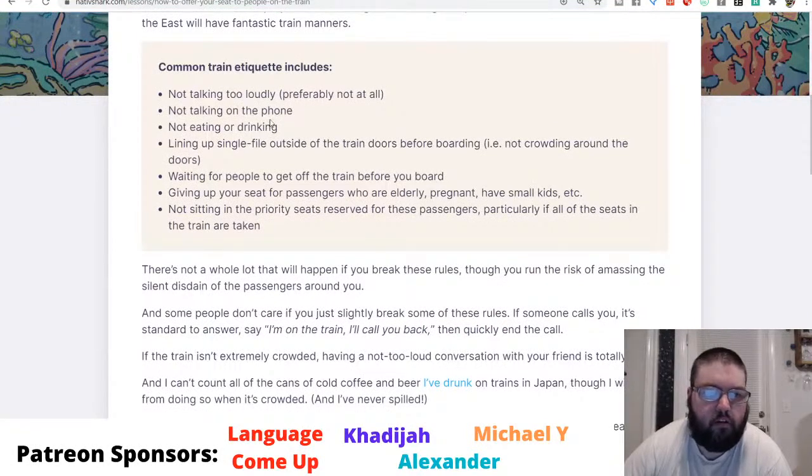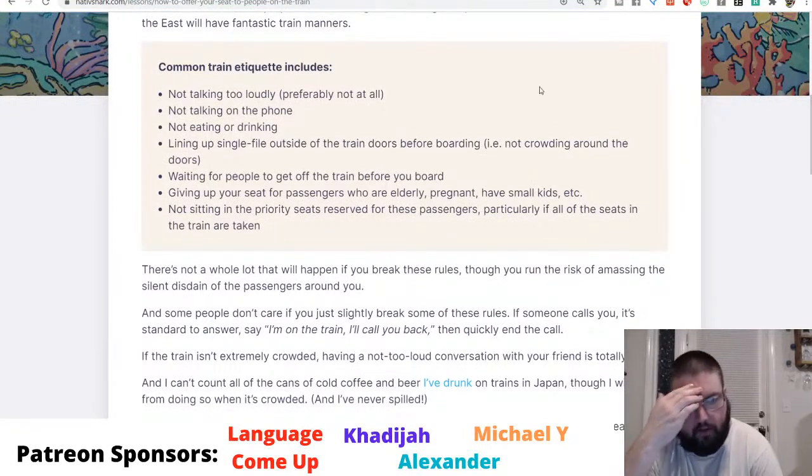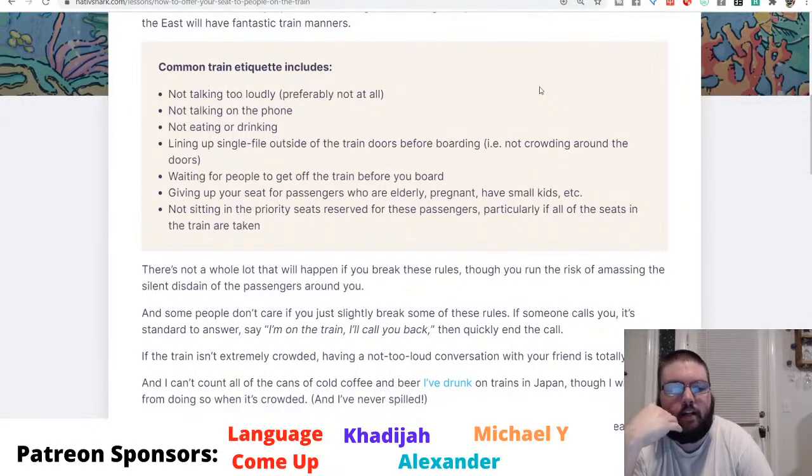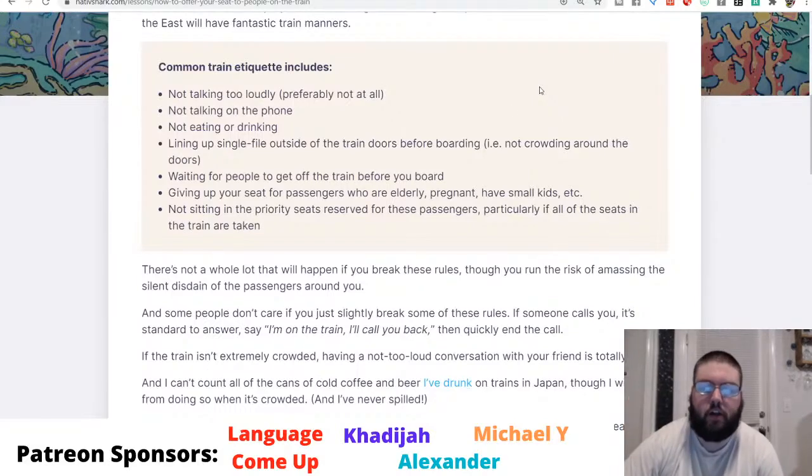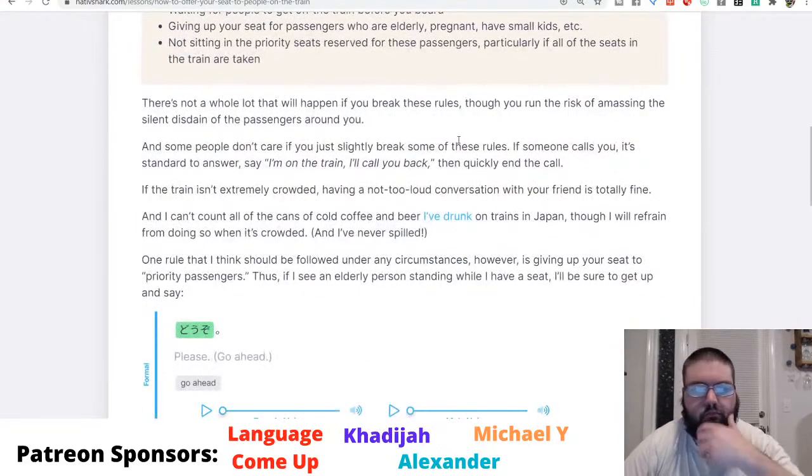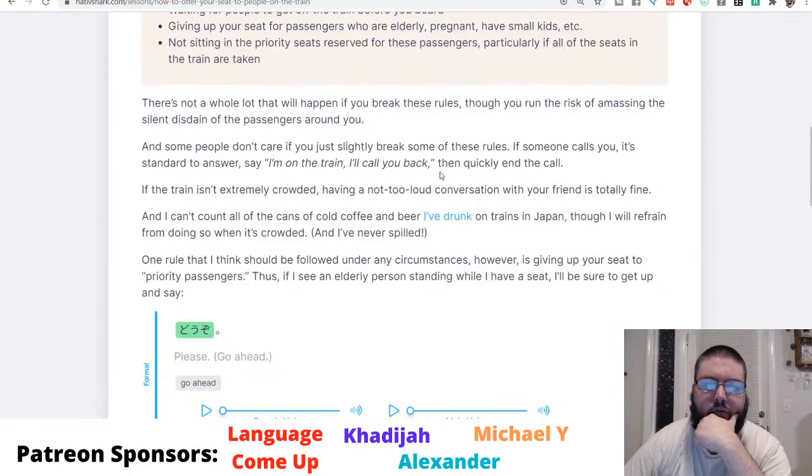No talking too loudly. Common train etiquette includes not talking too loudly, not talking on the phone, not eating or drinking, lining up single file outside the train doors before boarding, waiting for people to get off the train before you board, giving up your seat for passengers who are elderly, pregnant, have small kids, etc., not sitting in the priority seats reserved for these passengers, particularly if all of the seats on the train are taken. There's not a whole lot that will happen if you break these rules, though. You run the risk of amassing the silent disdain of the passengers around you. And some people don't care if you just slightly break some of these rules.